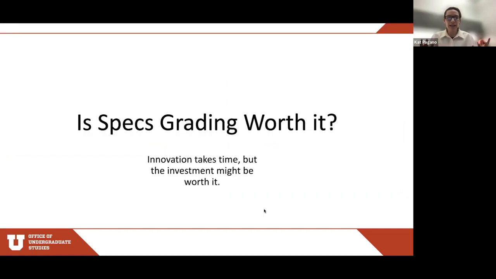Okay, so we're going to kind of look at the forest now through the trees. Is SPECS grading worth it? Because this system, as you can tell, it does take a lot of time up front, right? It's going to take more time than just, of course, recycling your traditional system, but also critically thinking about the type of students that you have in your class. And then what sort of assessments you feel like need to happen in order for your students to really gain the knowledge or the overarching objectives that you're trying to implement and trying to have your students learn.